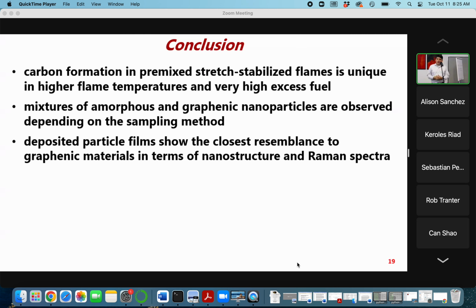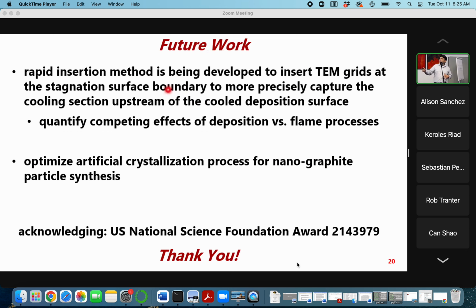So in summary, these premixed stretch-stabilized flames have this unique condition of higher flame temperatures and very high excess fuel. And we have a mixture of graphene-like behavior and amorphous behavior depending on the sampling method, where the deposited film looks more like graphene. We're currently developing new experiments to quantify this better and possibly optimize this artificial crystallization behavior that we're seeing. Thank you for your attention. I'll answer any questions.